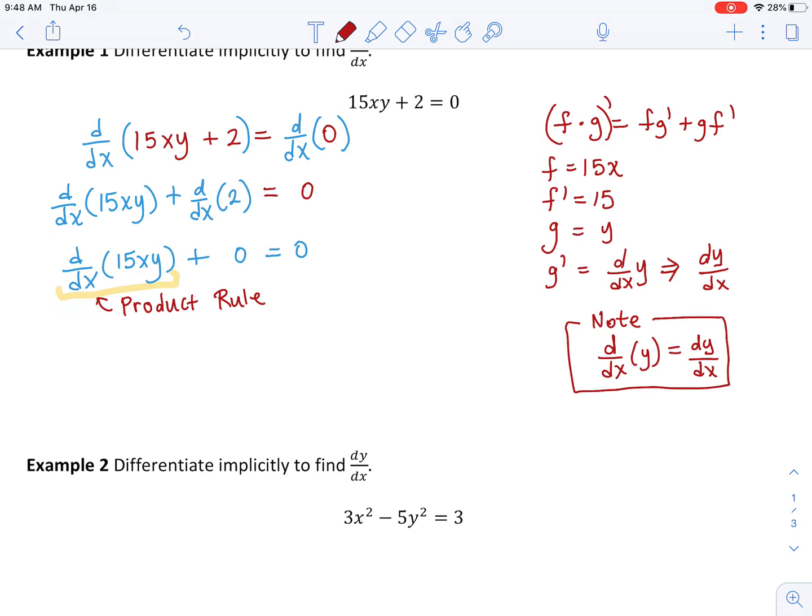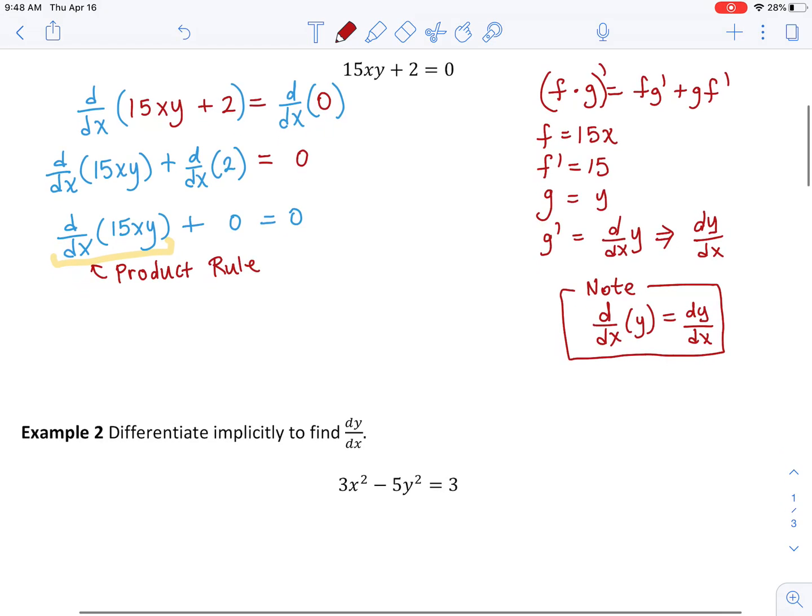It's not 1 because I am not taking the derivative of this y with respect to y. Because we're taking the derivative with respect to x, it's going to be dy/dx. So note that, and we'll be using that pretty often, all day long, when we are doing implicit differentiation.